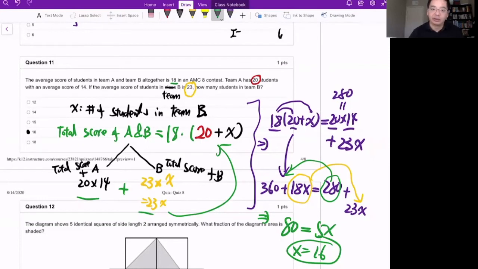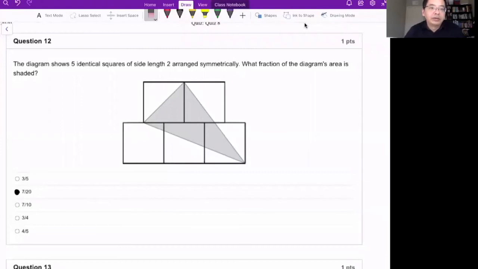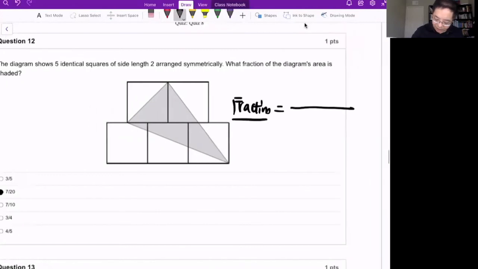We can solve it very quickly. Problem number 12. The following figure has 5 squares with side length 2, placed in a symmetrical way. What we need to figure out is what fraction of the area is this shaded triangle. So the fraction equals the area of the shaded region divided by the total area.